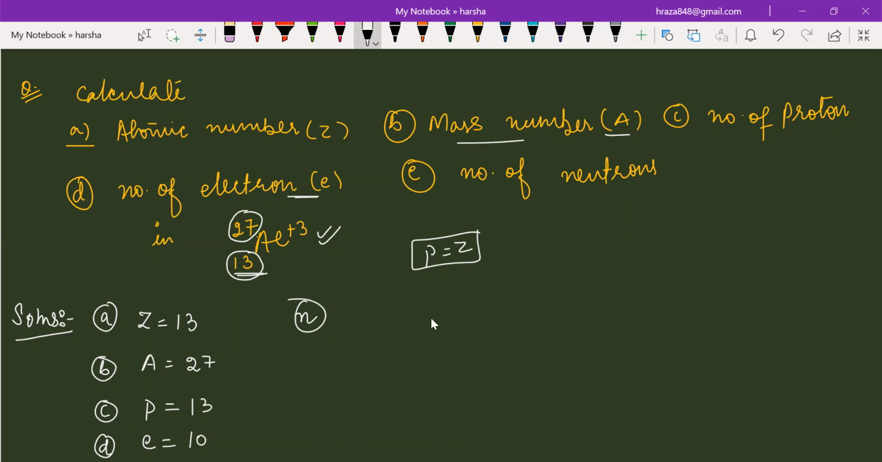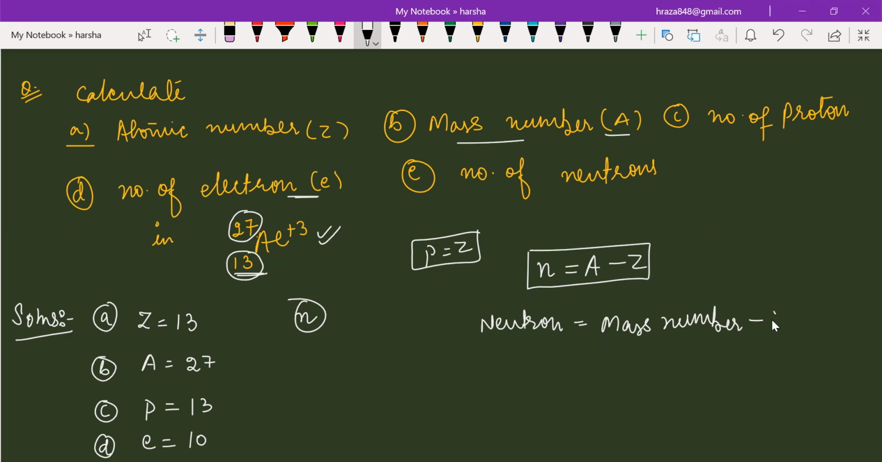Now number of neutrons. There is a formula: mass number minus Z will be equal to number of neutrons. So neutron is equal to mass number minus atomic number. The mass number is 27. Just subtract the atomic number 13. So the number of neutrons will be 14.